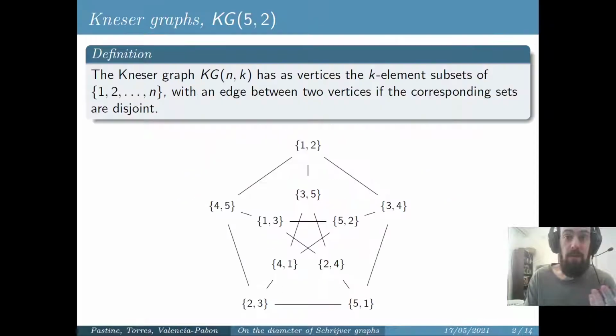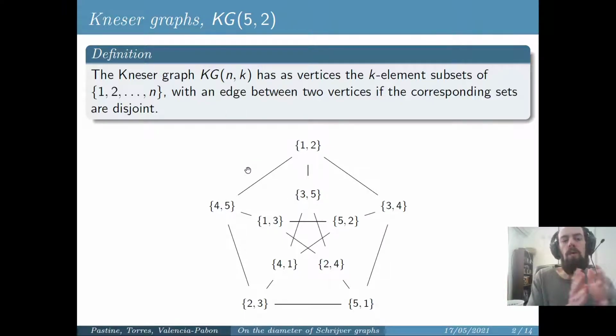First, I need to define Kneser graphs, as I need them for the definition of Schrijver graphs. Kneser graphs are quite widely known. Given a base set of n elements, the Kneser graph on n and k has as vertices the k-element subsets of that set, and two vertices are neighbors if they are disjoint. So here we have the base set of numbers from 1 through 5. {1, 2} is neighbors with {3, 4}, {3, 5}, and {4, 5} because they are disjoint.